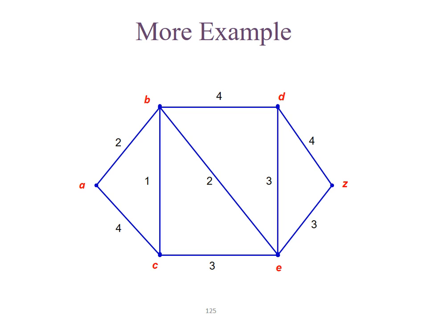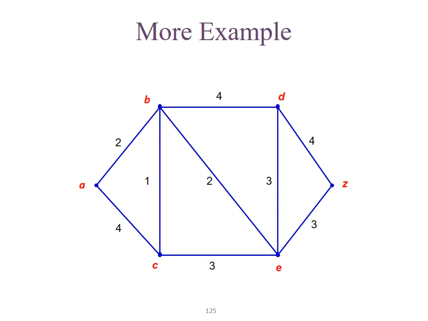So B can reach C, D, E. So we need to check if we have even shorter lengths for C, D, E. Okay, let's see. Originally C is 4, but if it goes from B, then 2 plus 1 is 3. And we will have a shorter distance as 3. So we update 4 by 3. And we record this path A to B to C.